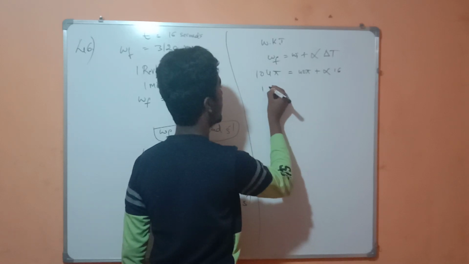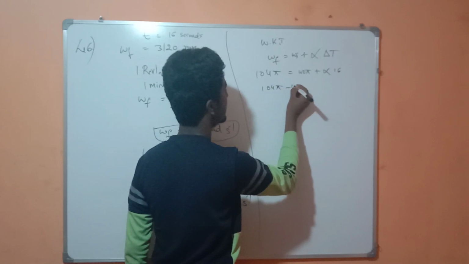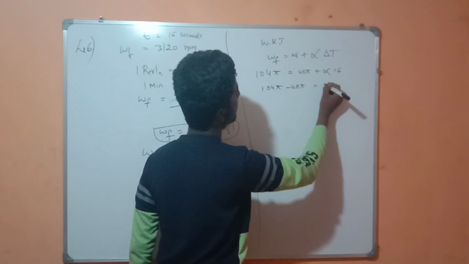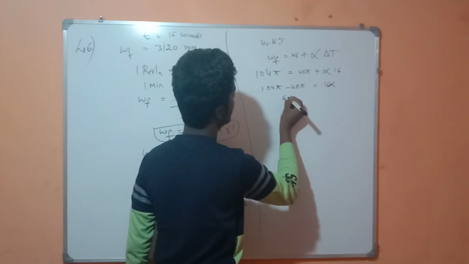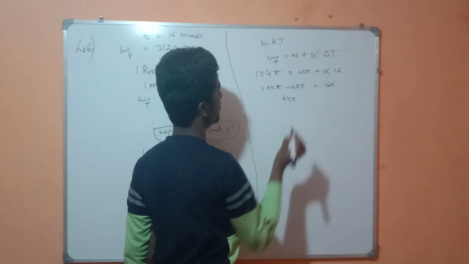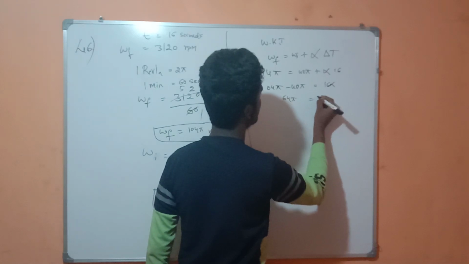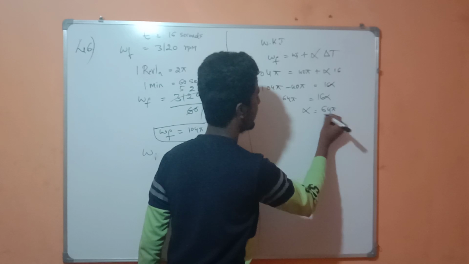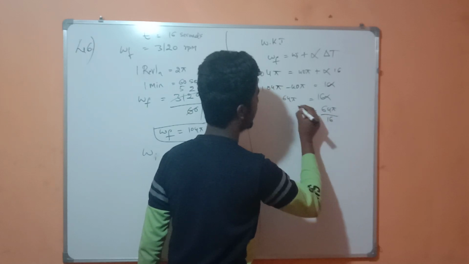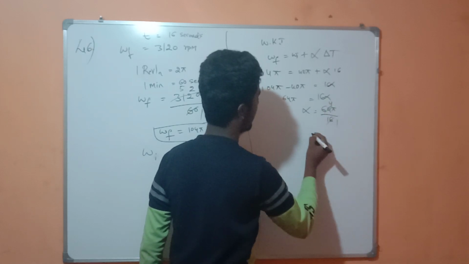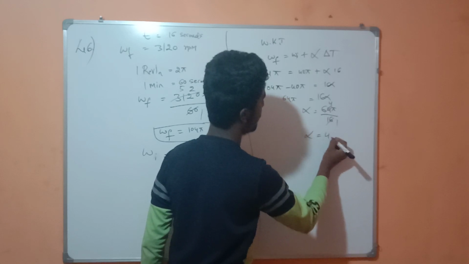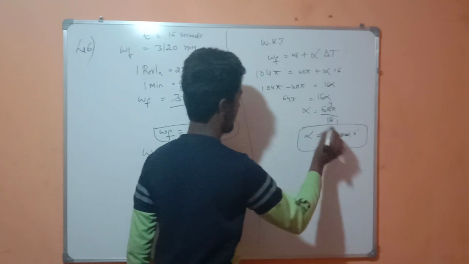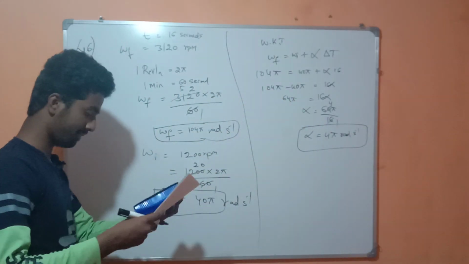We need the alpha value. 104 pi minus 40 pi is equal to alpha into 16. 104 minus 40 is 64 pi, which is equal to 16 alpha. Alpha is equal to 64 pi divided by 16. It will be 4. Alpha is equal to 4 pi radian per second squared. We got it, children.